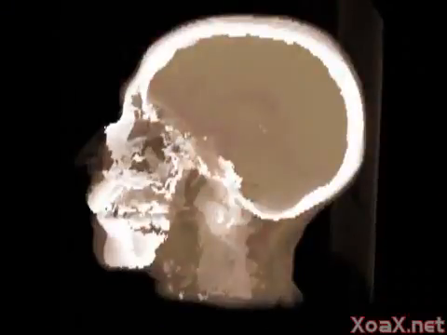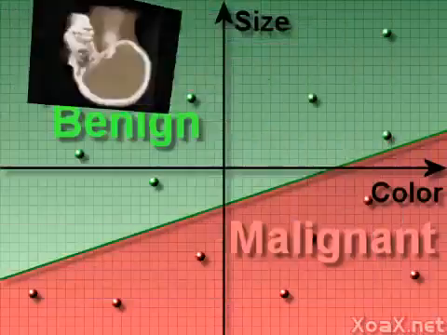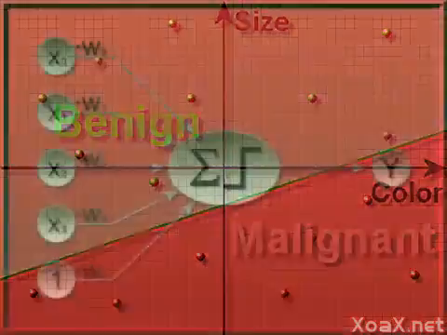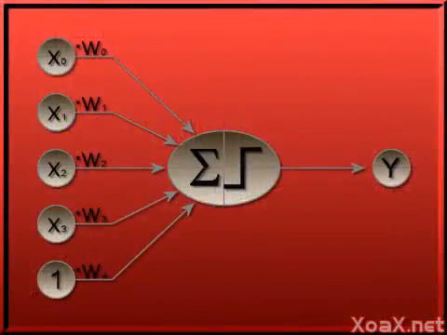As another application, we might want to analyze medical images and classify whether a tumor is malignant or benign. We might use criteria like size and color to classify the tumor, like this. We can use a perceptron to classify data of any dimension, as long as the training set is linearly separable.